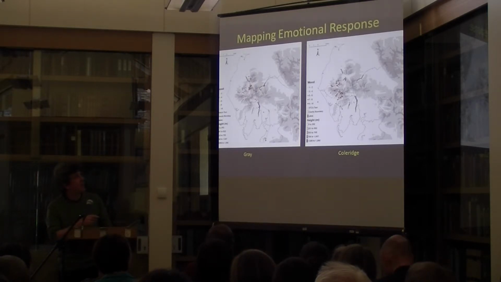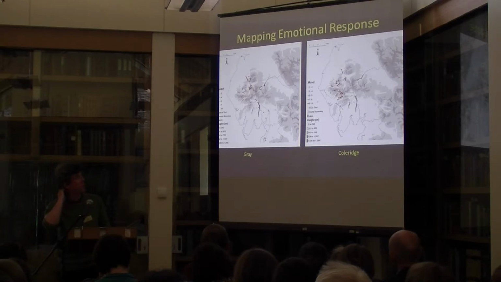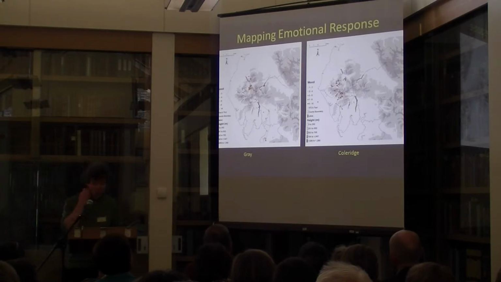What you get on this is actually quite a noticeably different pattern. It's very clear from this that with Gray, the place he really responds to is Derwentwater and Borrowdale, but also Ullswater too. And with Coleridge, perhaps not surprisingly, he's particularly keen on Scafell. That comes across very strongly. But again, the Newlands Valley and areas around there come across quite well in that sort of representation from them.